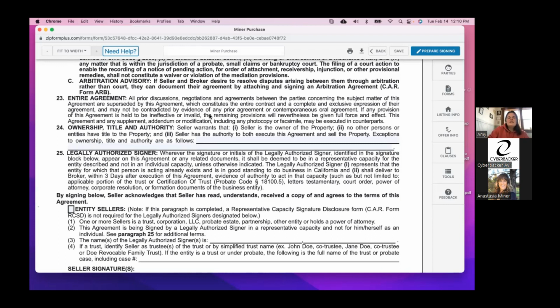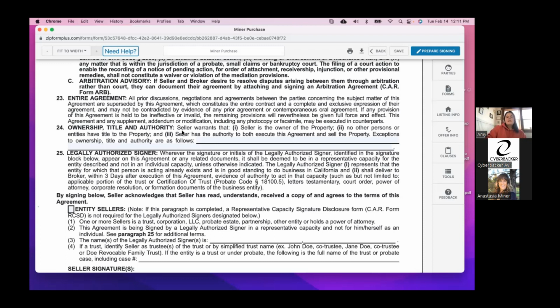If any provision in this agreement is held to be ineffective or invalid, the remaining provisions will nonetheless be given full force and effect. This agreement and any supplement, addendum, or modification, including photocopy or facsimile, may be executed in counterparts. We can sign them. The seller can sign one copy. I can sign another copy. Totally okay, as long as the copies are exactly the same.